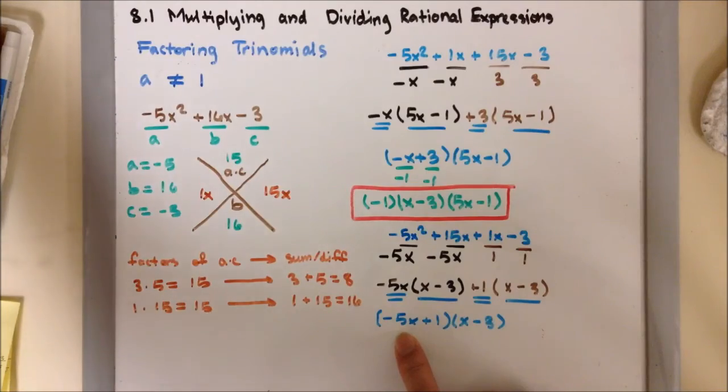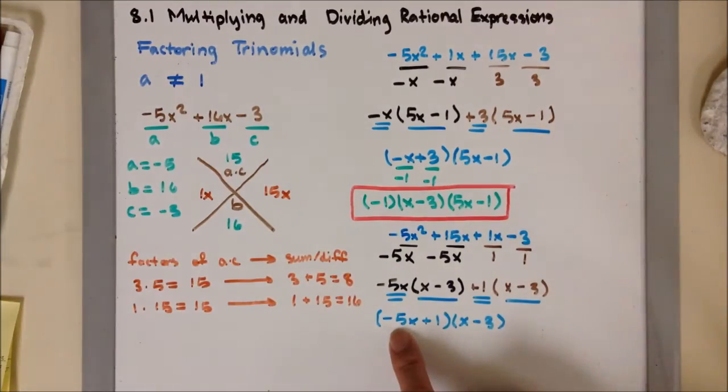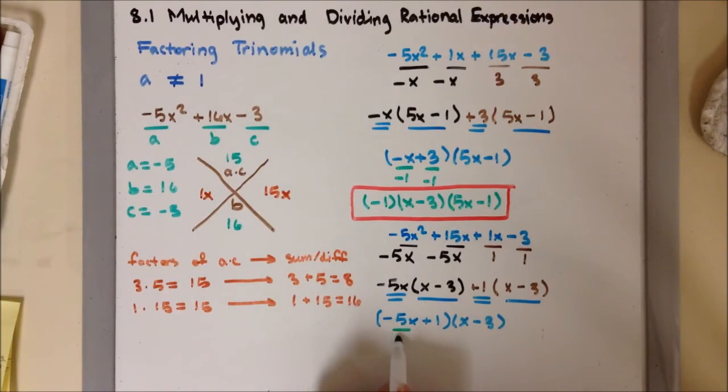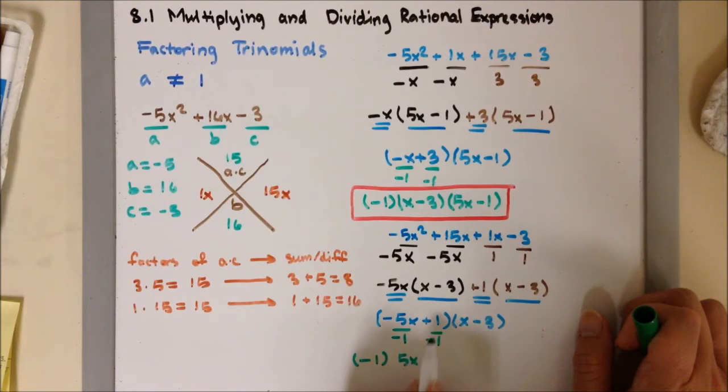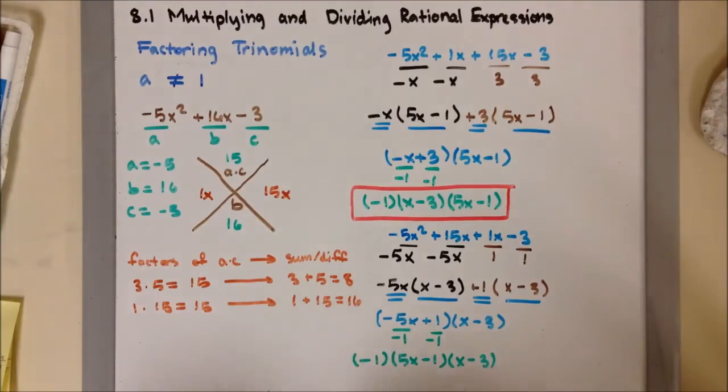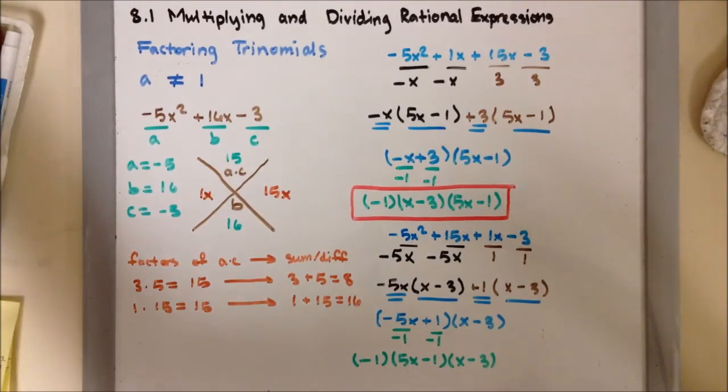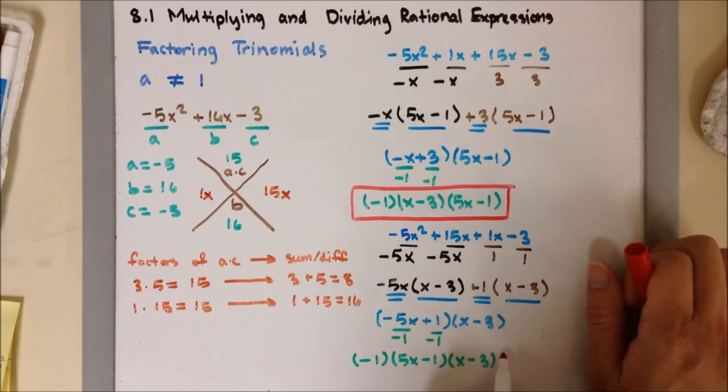Since in this parenthesis I have negative 5x plus 1, if I want to make this into a positive 5x, I want to factor out negative 1 on both terms here. So when I factor out negative 1, I'm going to have negative 1 outside. Negative 5x divided by negative 1 is positive 5x. Positive 1 divided by negative 1 is minus 1. Put that in parentheses. Bring down x minus 3. So I'm going to box my final answer.